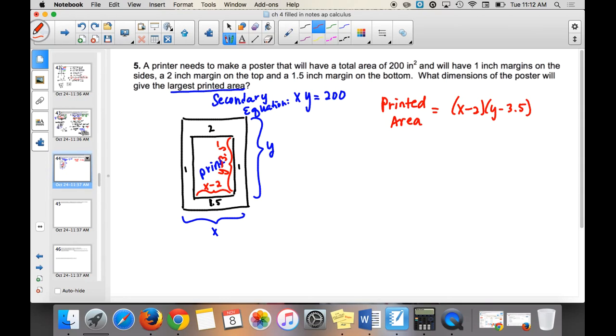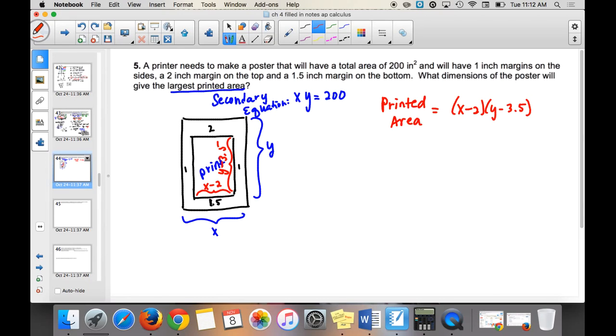Okay, and this could be different on a homework problem. Maybe I tell you the area of the print originally. So X times Y is the inner area, right? So you have to be very careful on these because a lot of people do it one way and it's really complicated if you do it the wrong way, okay? So here I go. So I have my printed area as x minus 2 times y minus 3.5. And I need to use the secondary equation to solve for either x or y.